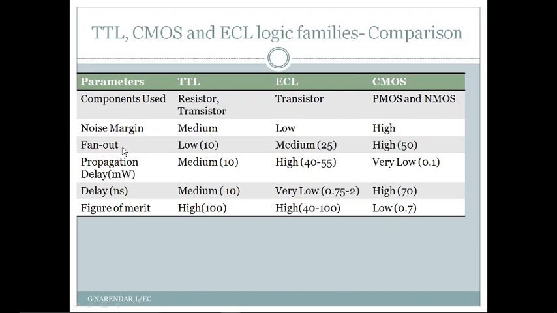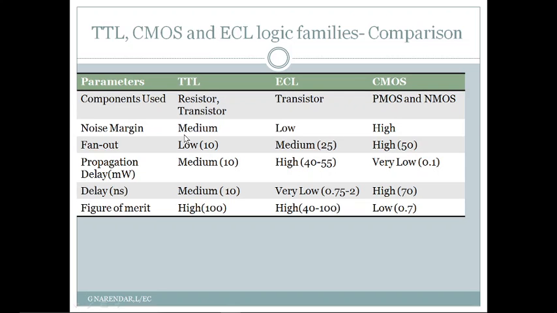And here one more parameter, fan out. Fan out means the number of outputs that the gate can drive without degrading its performance. So that means how many outputs can be driven by a logic gate. If it belongs to the TTL family, it can drive 10 outputs. If it belongs to the ECL family, it can drive 25 outputs. For a CMOS logic gate, it drives 50 outputs. You can see that CMOS family logic gates have higher fan out, and the TTL family logic gates have lower fan out.